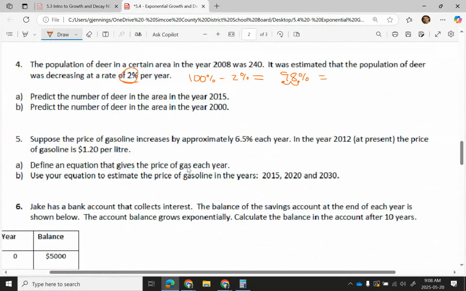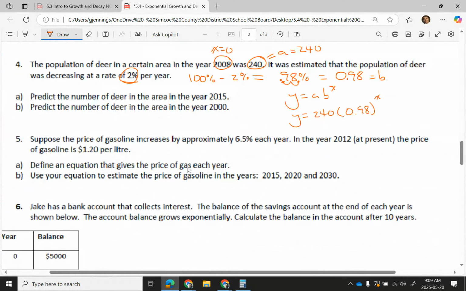Okay, so that was in 2008, so that's when x equals 0. Okay, and here's our initial value. a equals 240. All right, so now we go ahead and build our function. y equals a times b to the x. Or in other words, y equals 240 multiplied by 0.98. See where we got that number? All right, good. Raised to the power x, where x is the number of years after 2008.